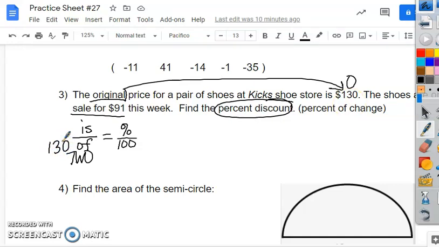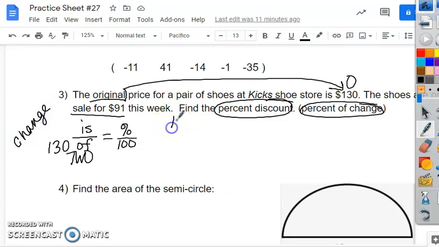We are looking for the percent discount or the percent of change. Okay. That means, guys, we are not going to put 91 on top. We need to figure out how much the price changes by. So this is where a lot of times we mess up. Do not put 91 here. You will get the incorrect answer. You will get a wrong answer, okay? So instead, we find the change.